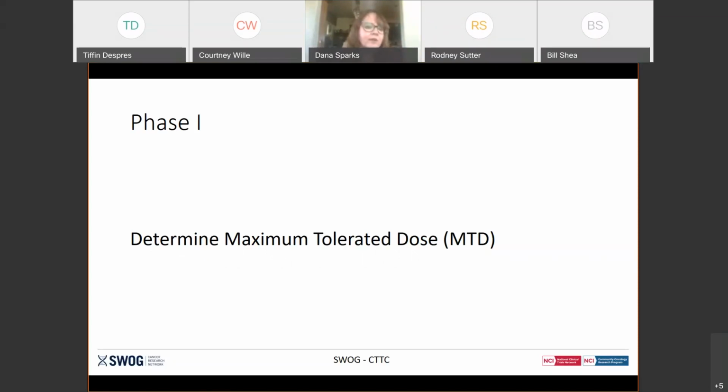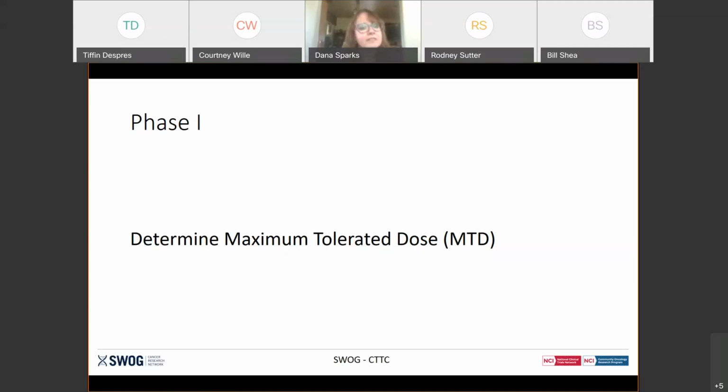For a brand new drug that's in a single agent study, it's to determine the dose of the drug that can be given safely to patients without giving too much. So we want to make sure that we minimize toxicity and maximize efficacy.